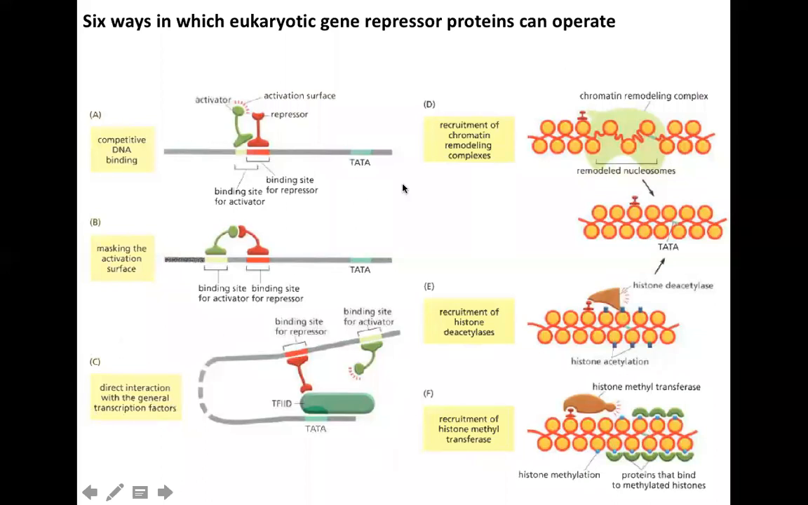Now, these three mechanisms on the left side have nothing to do with chromatin remodeling. They're not linked with chromatin remodeling, but we discussed how these repressor proteins can suppress the expression of the genes. Now, what we have on the right side are three different mechanisms, and these three mechanisms are involved in chromatin remodeling. The first one is chromatin remodeling complexes.